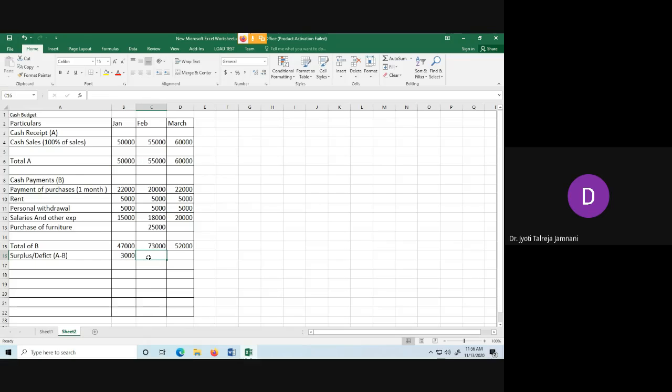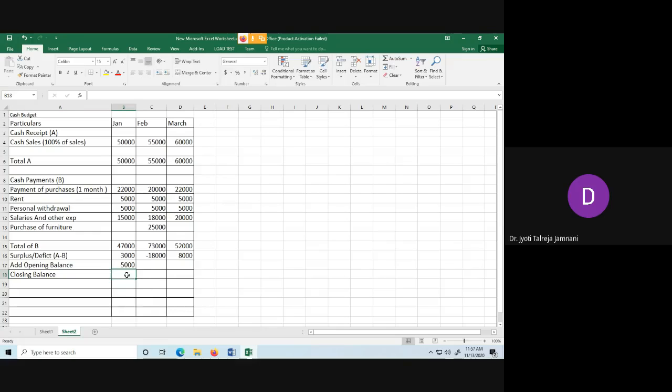Same way for Feb, 55,000 receipt minus 73,000 payment. We have a deficit for Feb. And for March, 60,000 receipt minus 52,000 payment. We have a surplus for March. After getting it, we add the opening balance. And given in the problem, the opening balance was 5,000. If I add it, I get the closing balance.